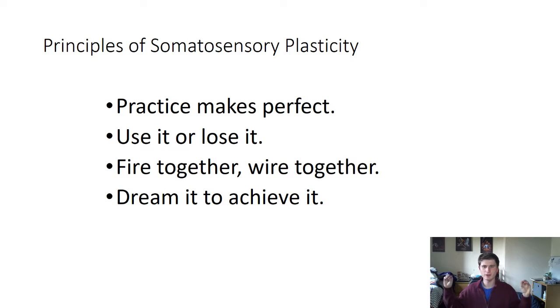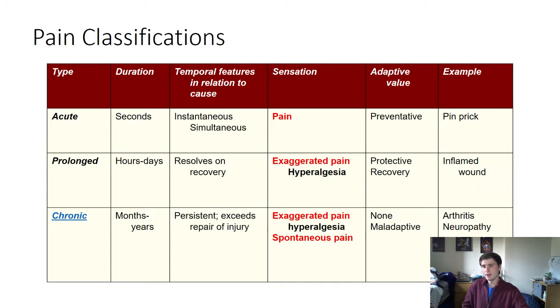One more thing on fire together, wire together. 2 neurons, if they fire together, they'll continue to fire together and they'll become better at firing together. That's the gist of that. Pain. Well, there's 3 kinds. There's acute, there's prolonged, and there's chronic pain. Acute is like if you stub your toe. It's instantaneous, doesn't last very long, and it'll discourage you from doing it again.